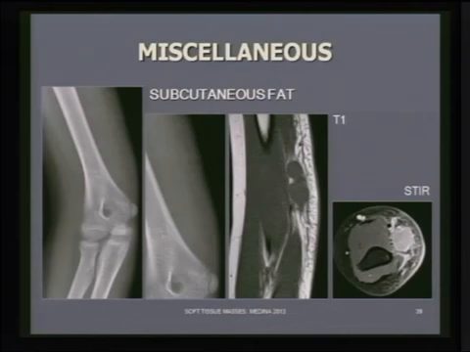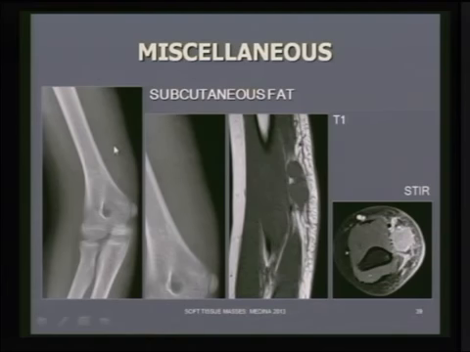Don't forget looking at the subcutaneous tissues. We've mentioned mainly the deep soft tissues so far, but occasionally we can see abnormality in the subcutaneous tissues. So here on the medial side of the distal arm, we can see kind of reticular soft tissue shadowing in the subcutaneous fat compared with the normal subcutaneous fat on the lateral side, which is very, very clean with a clear margin to the soft tissues.